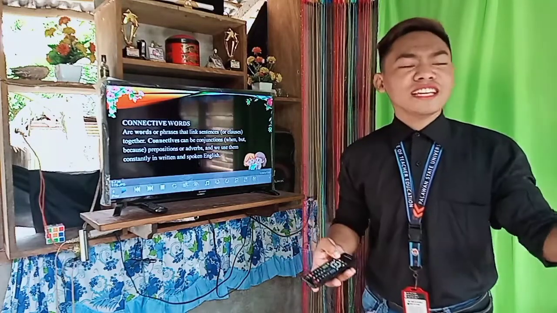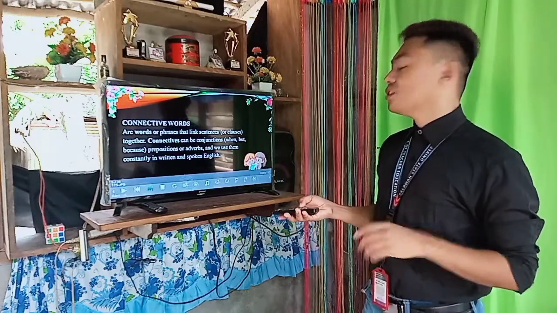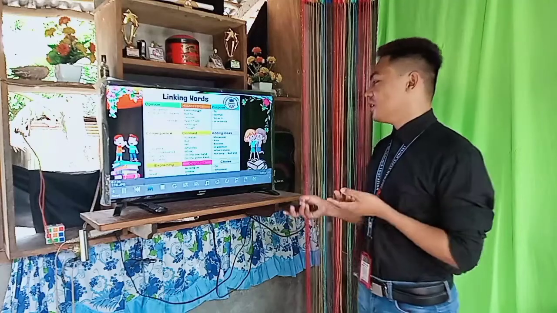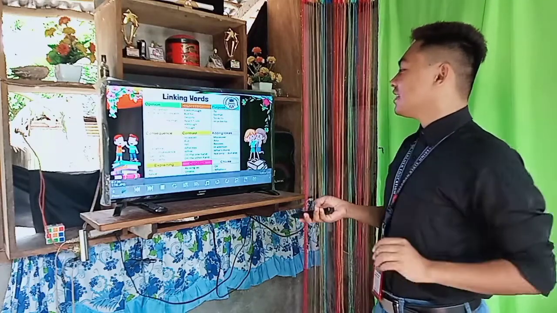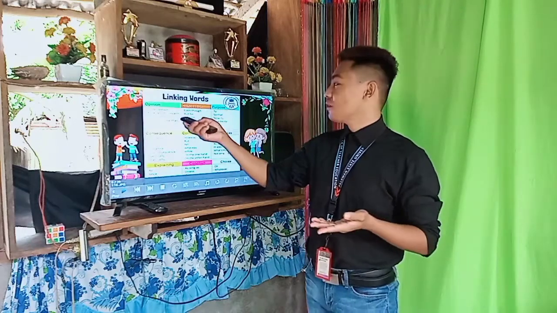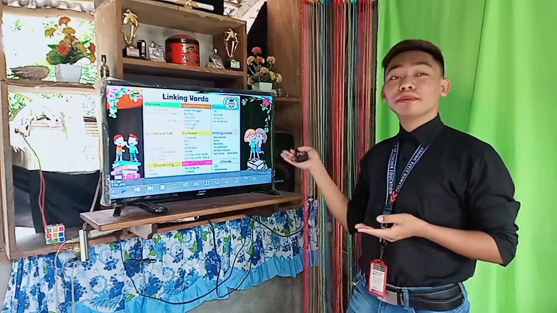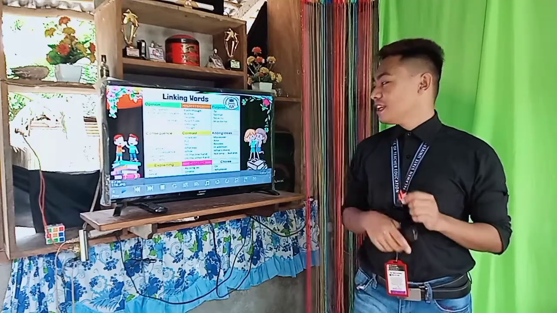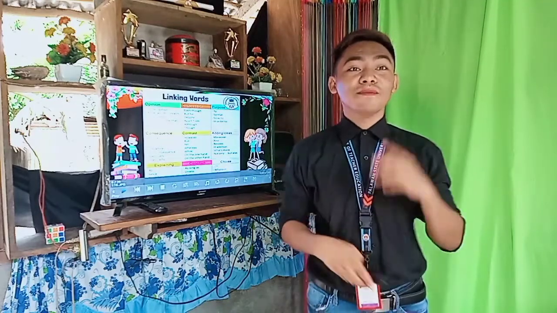What are the examples of connective words? Can you give some? Okay, very good. Basically, these are the examples of linking words. We have these for opinion, concession, purpose, consequence, contrast, adding ideas, explaining, condition, and choice.